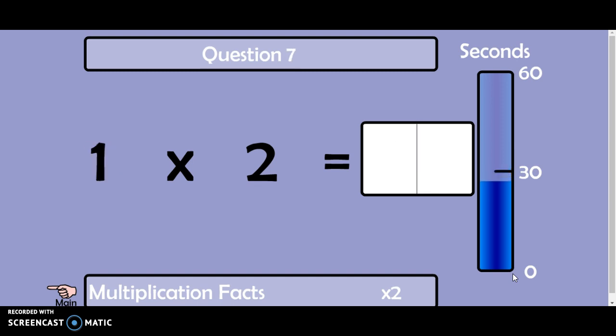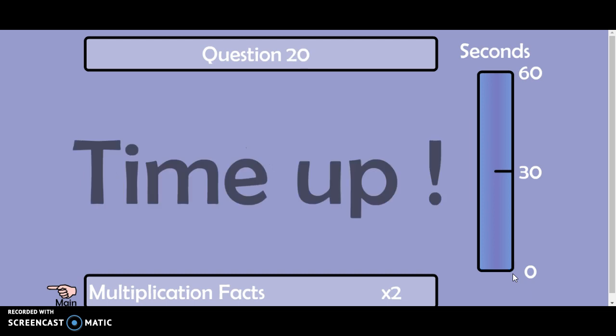14, and this is 2. 6 plus 6 is 12. 2 times 2 is 4. 8 times 8 equals 16. 0, 6, 2, 4, 2, 14, 18, 12, 0. Oh, time's up.